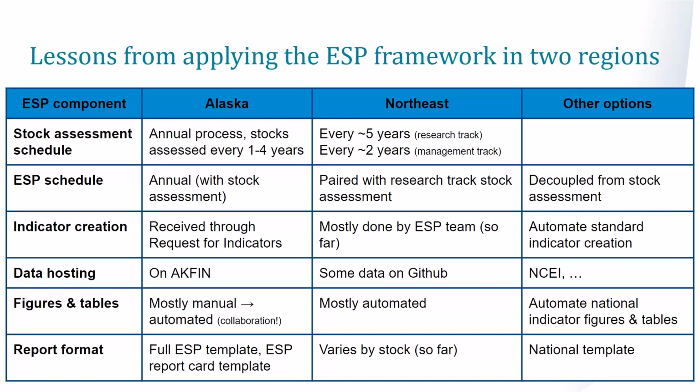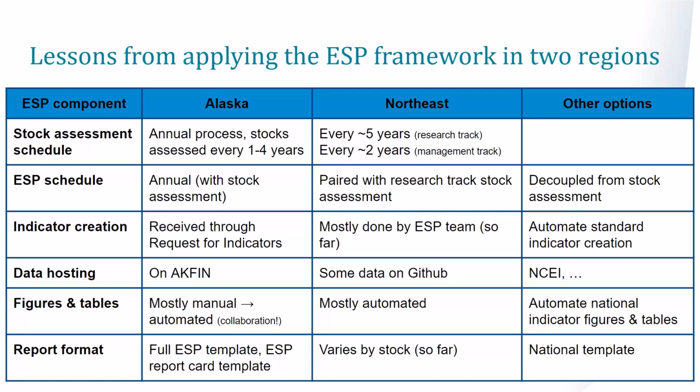And then in the Northeast, we are also pairing our ESPs with our research track stock assessments, but the timeline is a little bit different there, they usually take about 1.5 years to complete. So there's just generally a little more time to develop the ESP and analyses. So for indicator creation, we have a couple regional differences as well.